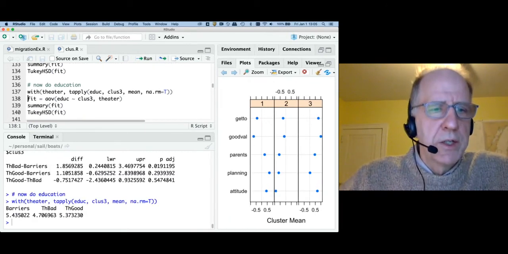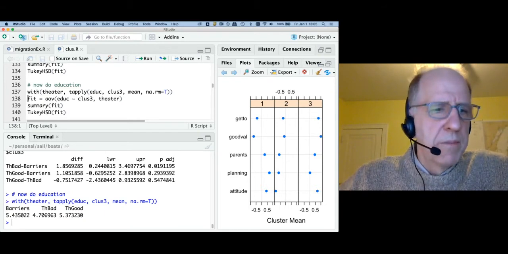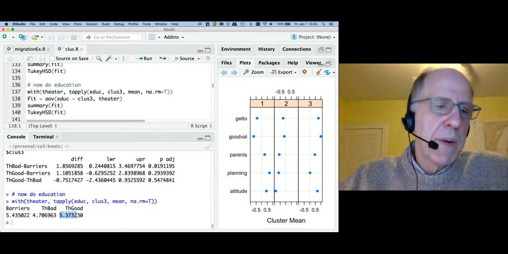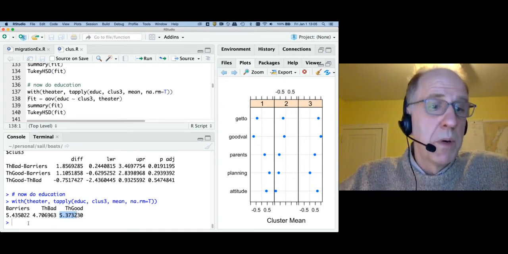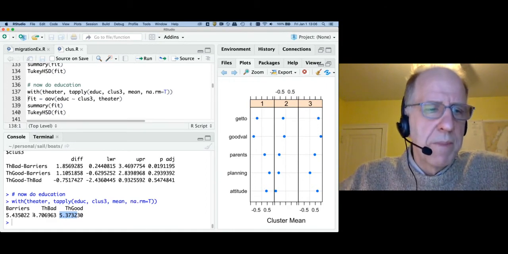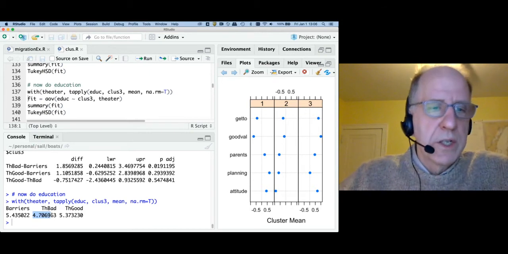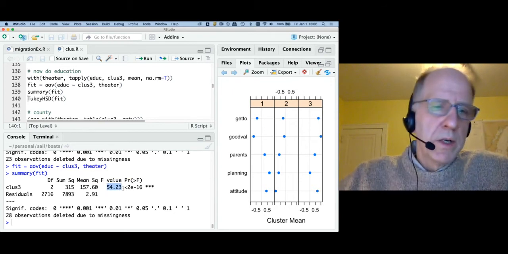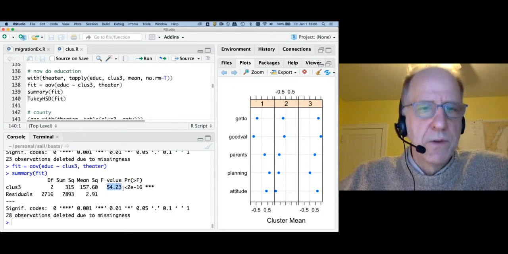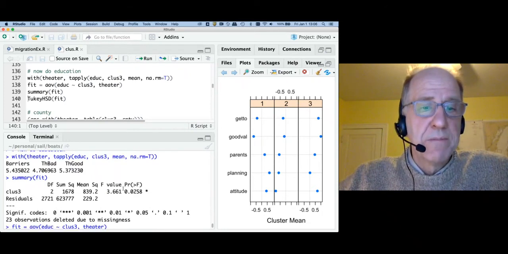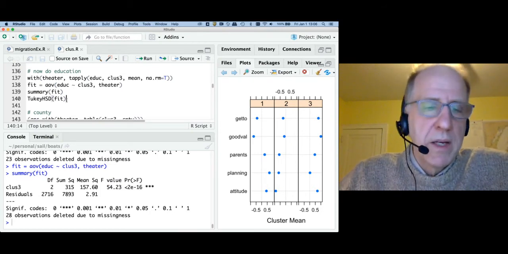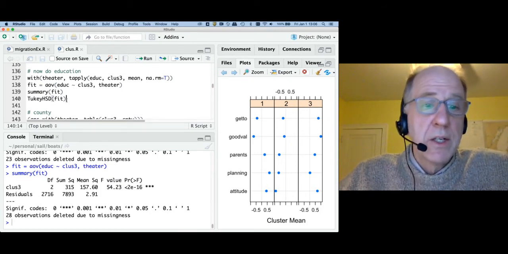Well, let's repeat this for education. Education was measured on something like a 10-point scale. So it looks like the barrier group and the theater good group have about the same education level, which are both significantly higher. And the theater bad group has a lower education level. Let's go look at our ANOVA. The ANOVA shows a much larger F-statistic. My F-statistic is 54. Before it was 3.7. There are much larger differences in education than for age. So age is kind of boring in my view. Education, on the other hand, really separates these clusters.